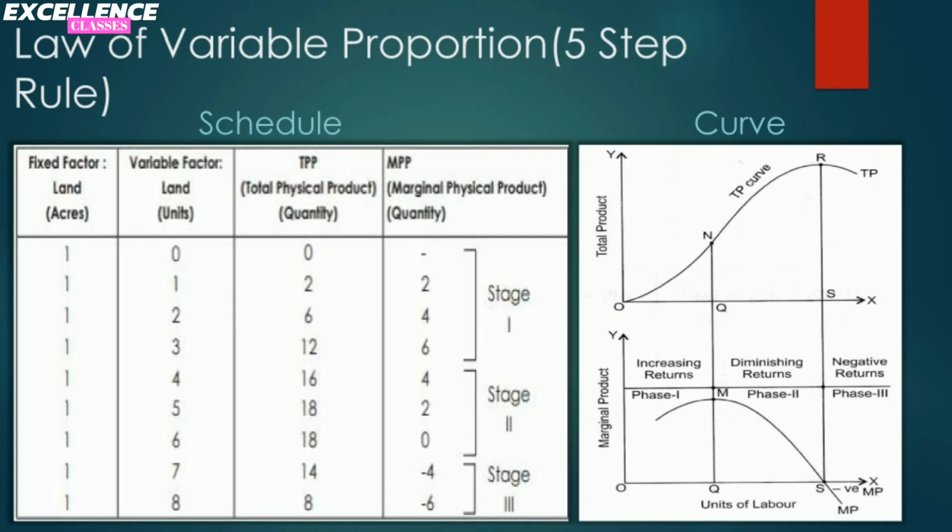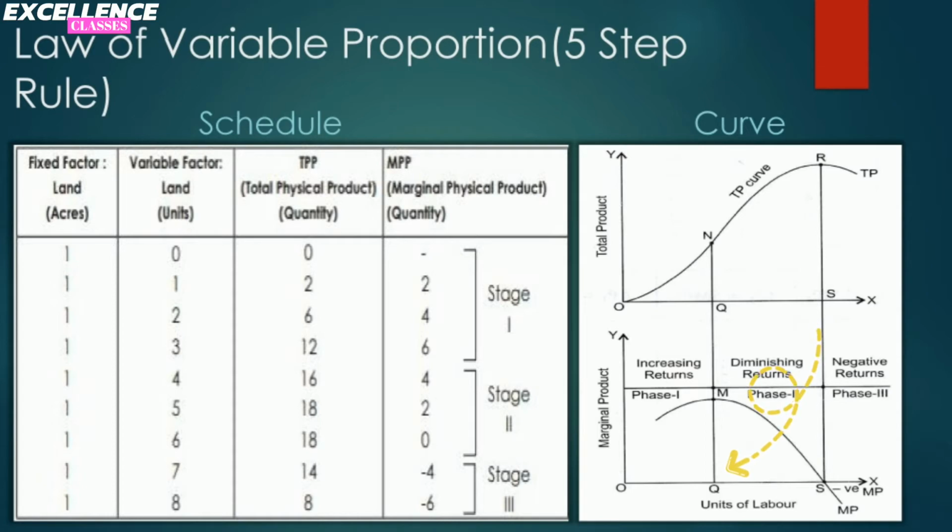MP is increasing and TP is also increasing but at an increasing rate. In the second stage of production, MP is decreasing and TP is increasing at a diminishing rate. In the third stage of production, TP starts declining because MP becomes negative.